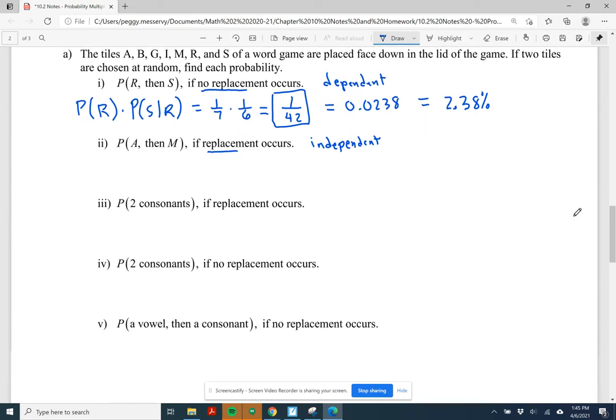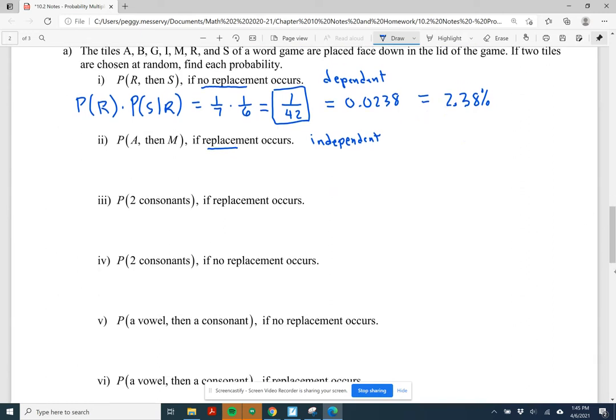Okay, part 2. Probability of A, then M, if replacement occurs. So this is now independent because we're replacing. So we'll do the probability of A times the probability of M. There's only one A in all 7 of them, so favorable is 1, total number of outcomes is 7. Probability of an M is also 1/7. And so what we will have is 1/49. 1 times 1 is 1, 7 times 7 is 49. This time I'm just going to leave my answer as a fraction and not take the time to change it to a decimal or a percent.